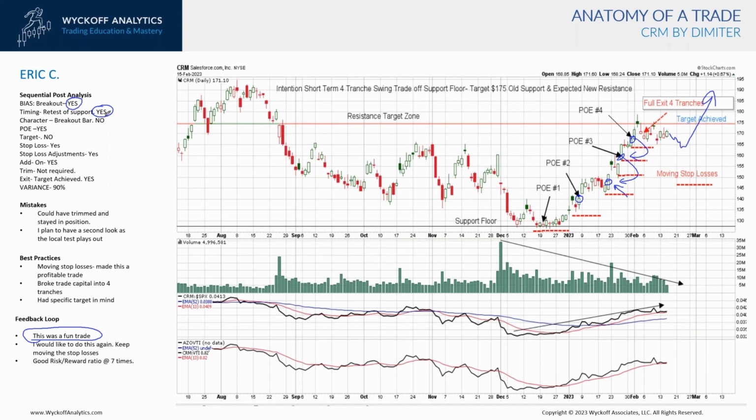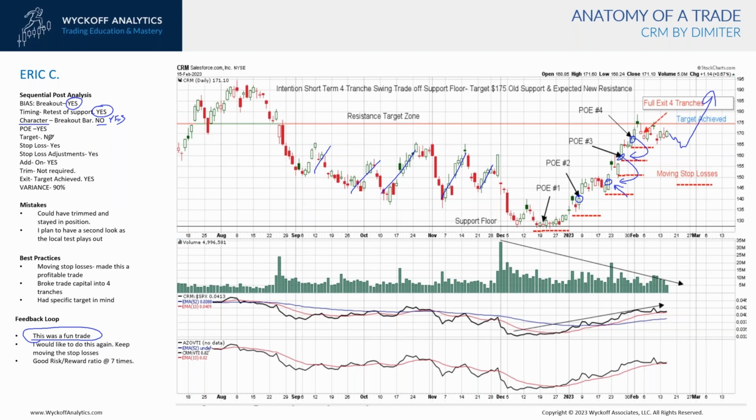Actually, I would have to ask Eric. Character, usually I would be thinking how the price moves, but I would say yes here, just because he identified that we are going to have a better rally than anything before. But okay, let's say no. Okay. Point of entry? Yeah, for sure.